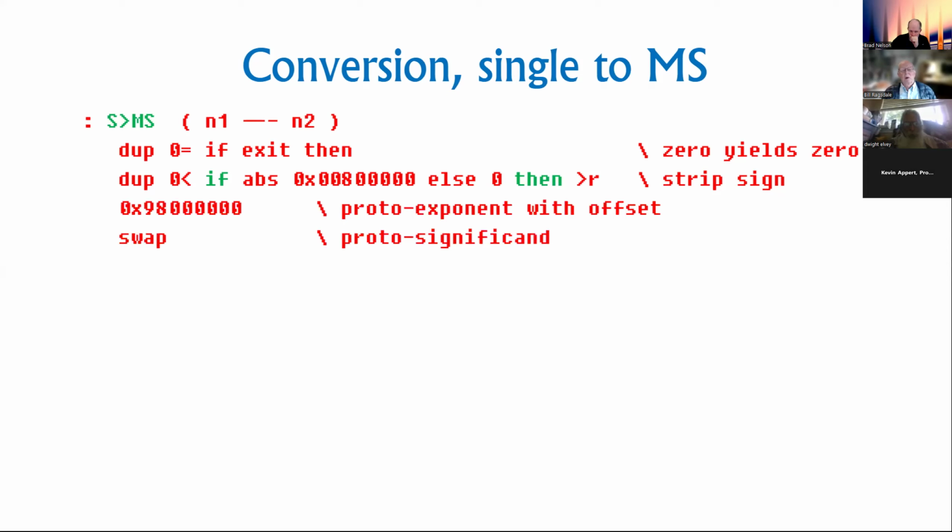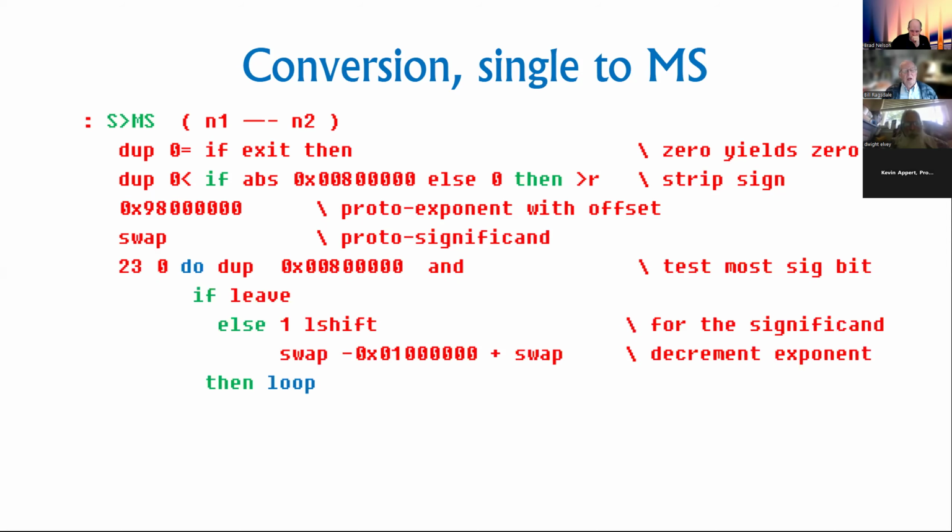Now we begin some intense bit manipulation. The hex value 0x98 is a hexadecimal prototype of the exponent. That is the exponent for unity. If our input is 1, then that is the exponent for the number 1. And then the swap brings to the top of the stack the input number that we're examining. Now we set up a do loop. It's over 24 bits from 0 to 23. As we know, that'll execute 24 times.